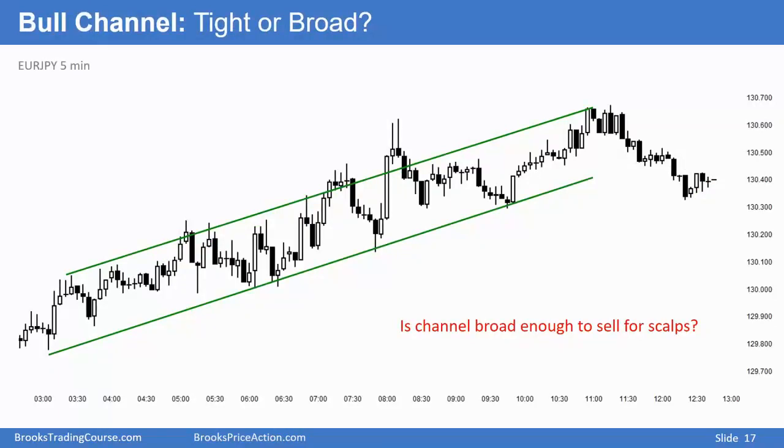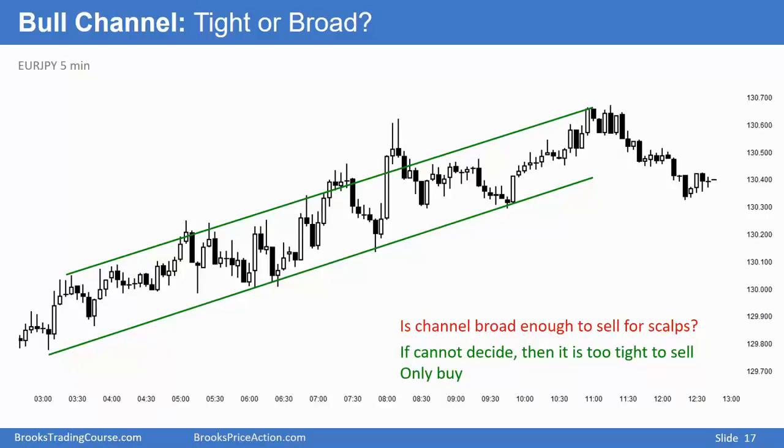What do you think about this channel? Is it broad enough to sell for scalps? This is the euro versus the Japanese yen. Or should you only look to buy? A general rule: if you cannot decide if the channel is broad enough to sell, only look to buy.